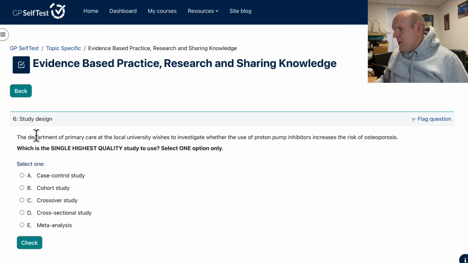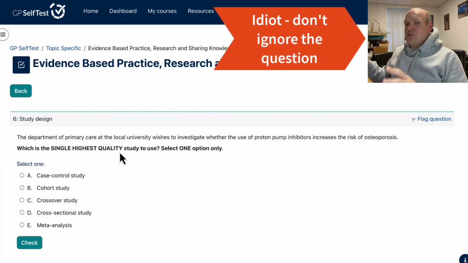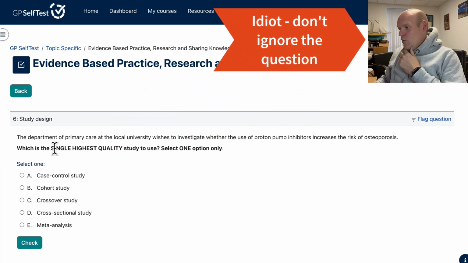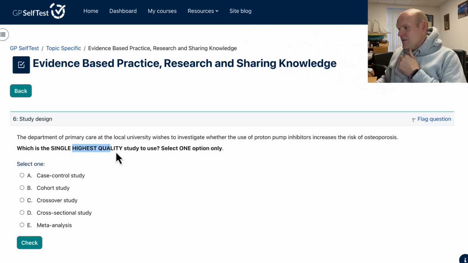Okay. The Department of Primary Care at the local university wishes to investigate whether the use of proton pump inhibitors increases the risk of osteoporosis. What's the single highest quality study to use? Okay, so ignore the actual question because you want to know what's the highest quality study to use there. Out of this, the highest quality is meta-analysis.